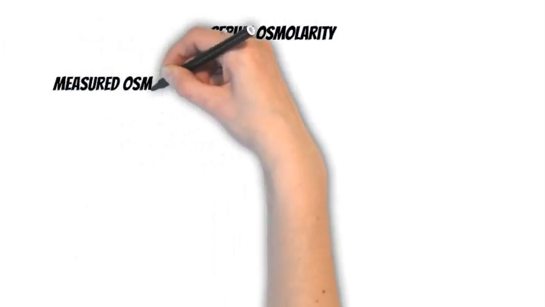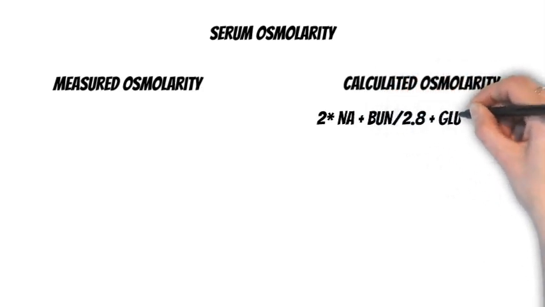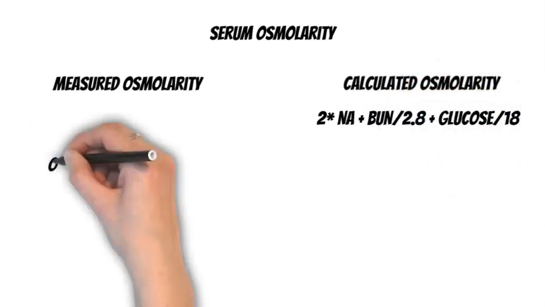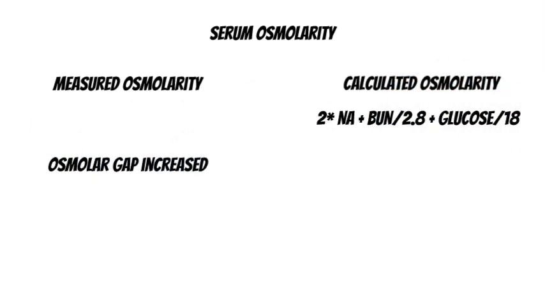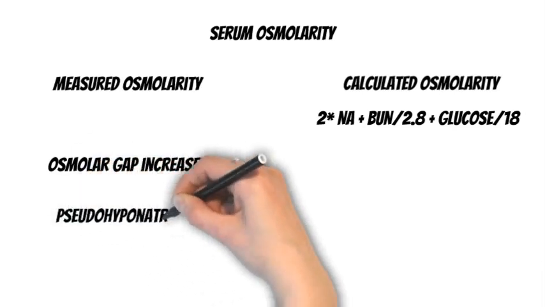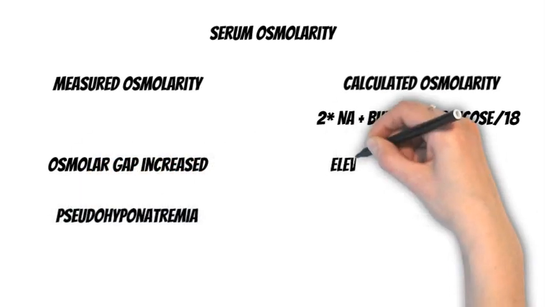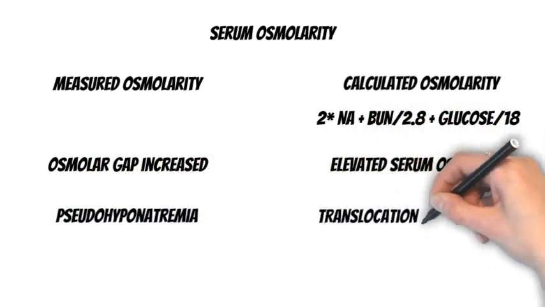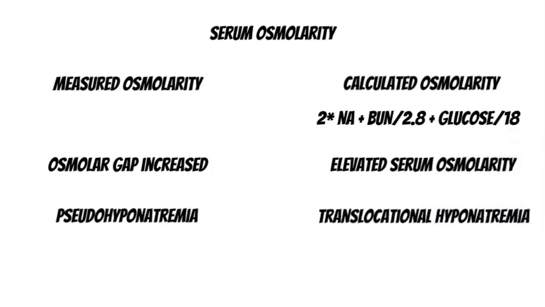Why do we check the serum osmolarity? Well, you measure serum osmolarity, and then you can calculate the osmolarity by this formula here. If the osmolar gap is elevated, then the hyponatremia may not be real. It may be pseudo-hyponatremia. If there is an elevated serum osmolarity, you're thinking about translocational hyponatremia.